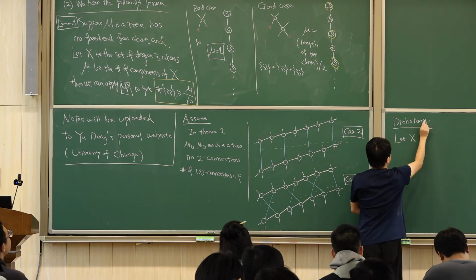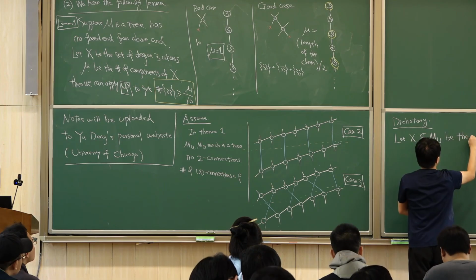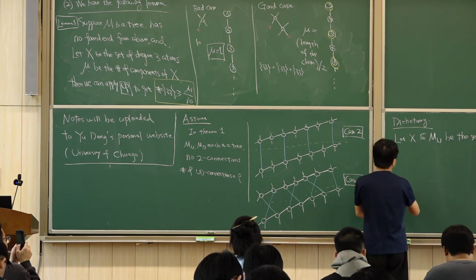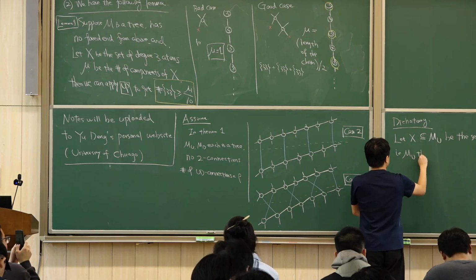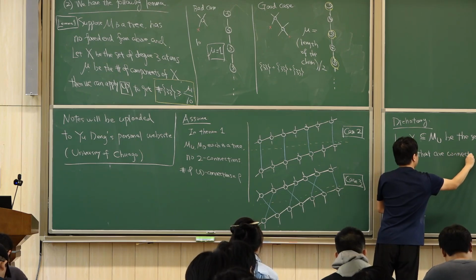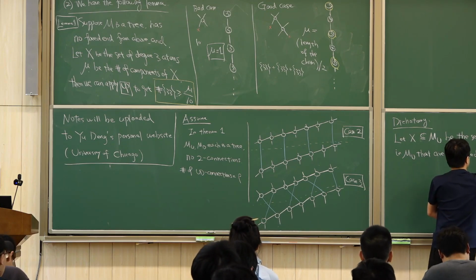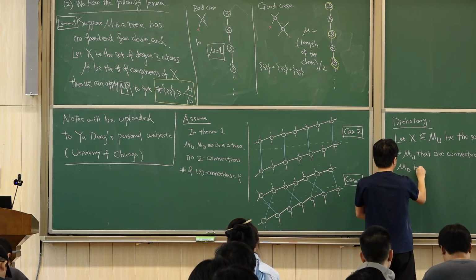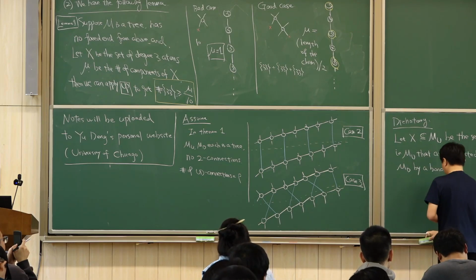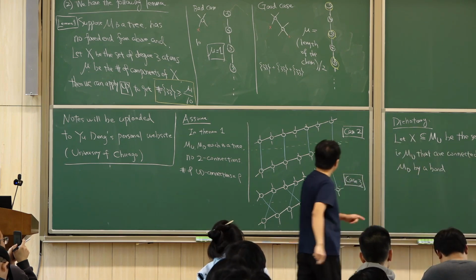That X is a subset of MU with a set of atoms in MU that are connected to an atom in MD by a bond, are connected to, let me say, one atom and only one atom. So this is the set X.